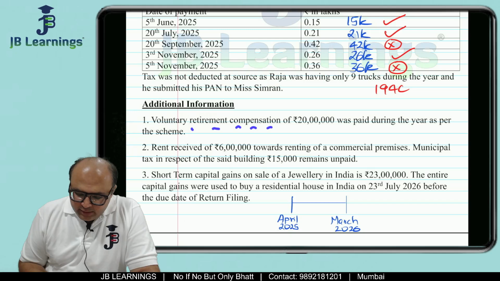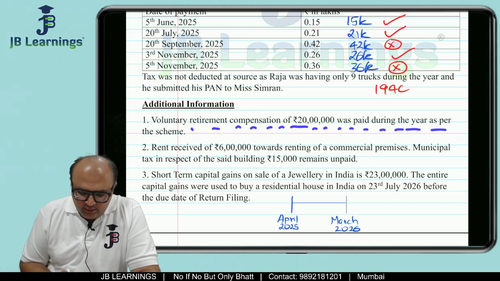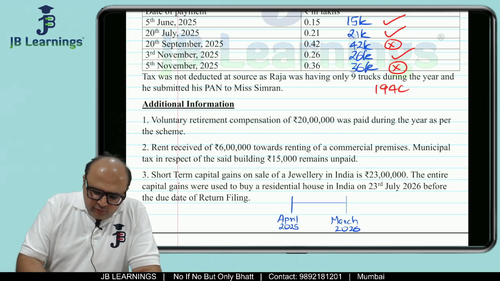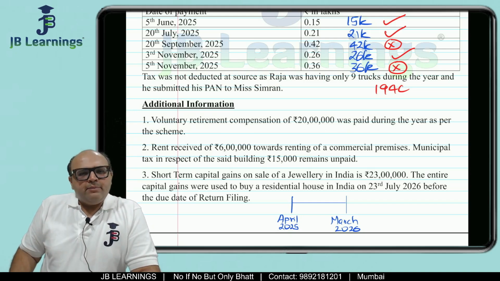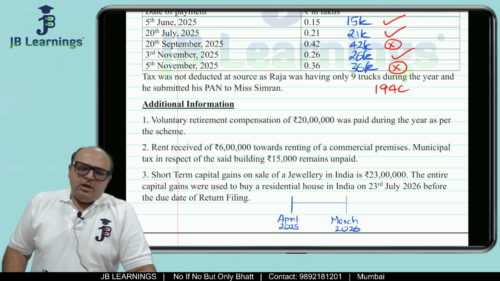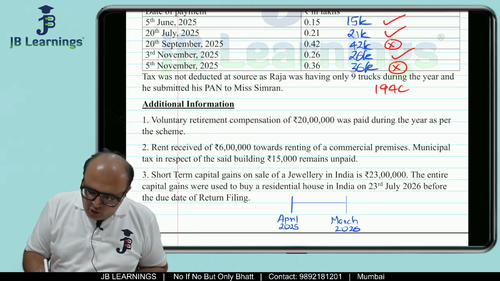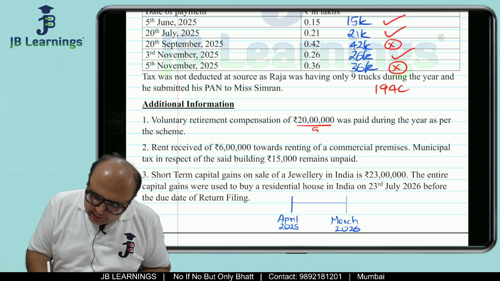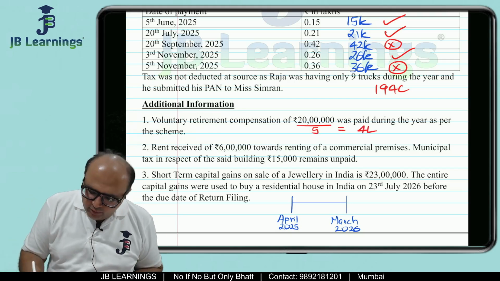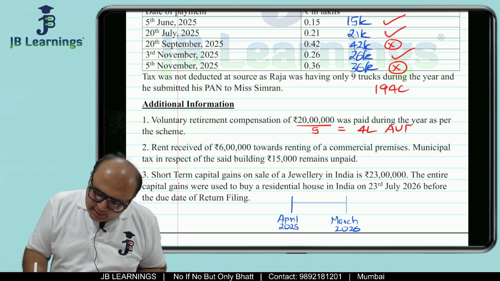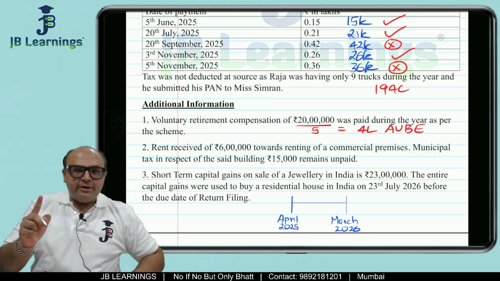Voluntary retirement compensation of 20 lakh was paid during the year as per the scheme. Now friends, if you remember, voluntary retirement compensation is allowed in 5 equal installments. So it is not fully allowed as a deduction in the very first year. So this will be allowed in 5 equal installments. So in the current year, only 4 lakh would be allowed. So you can treat 4 lakh as allowed but unrecorded.